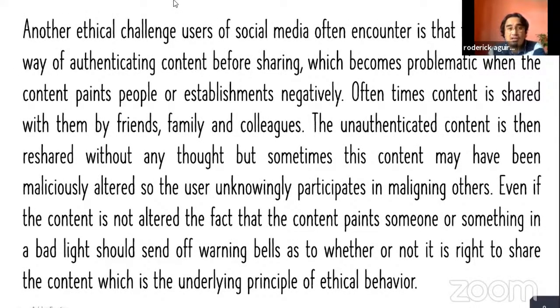Another ethical challenge users of social media often encounter is that they have no way of authenticating content before sharing, which becomes problematic when the content paints people or establishments negatively, especially the one about Robinsons, the one with the snake. That circulated before in our time, by word of mouth. And now it's on social media.